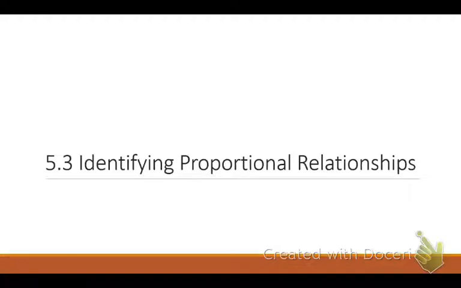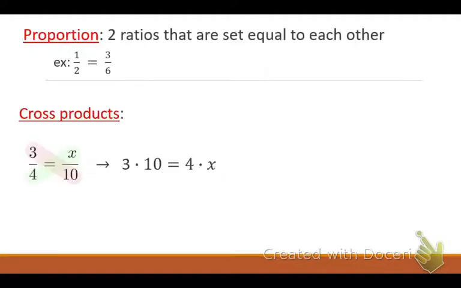So starting today, we're going to be on 5.3, identifying proportional relationships. So today we're going to be talking about proportions. A proportion is two ratios that are set equal to each other. You can see 1 to 2 equals 3 to 6, or in our case it looks like 1/2 equals 3/6.